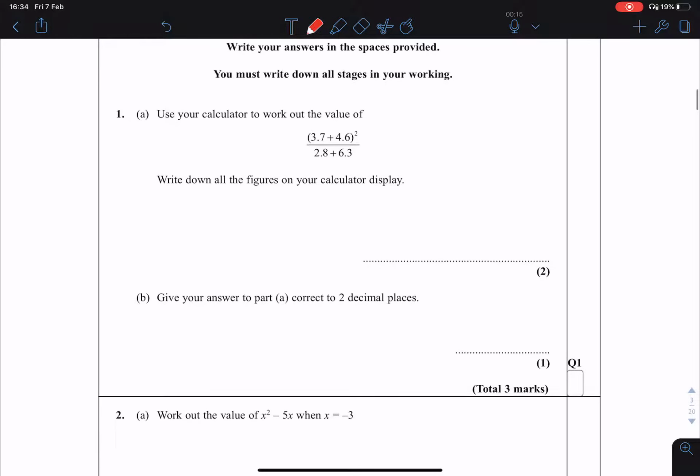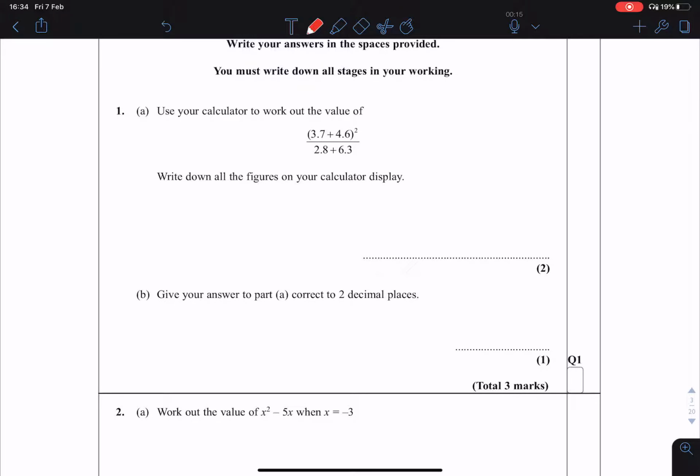So let's start with this. I've got my calculator next to me, so I'm not doing all this in my head, unfortunately. It says, question number 1, use your calculator to work out the value of 3.7 plus 4.6 all squared over 2.8 plus 2.6. Right, so all I'm going to do, literally, is put that into my calculator, start with a fraction, and then brackets 3.7 plus 4.6, close brackets, squared over 2.8 plus 6.3, click equals.